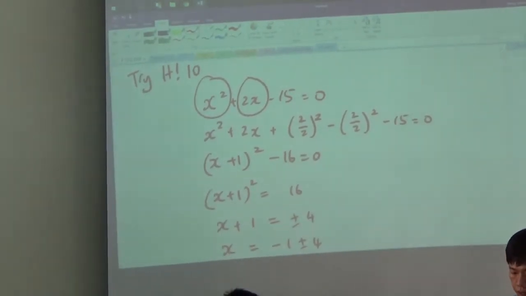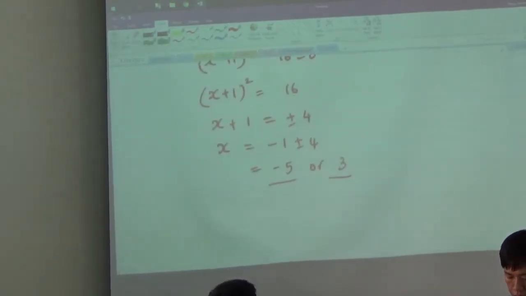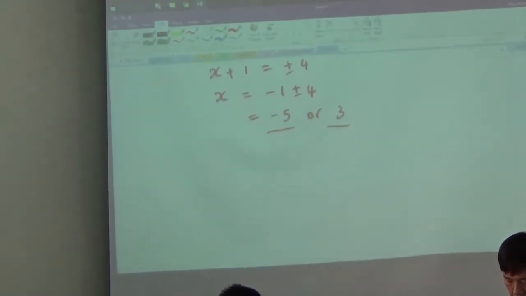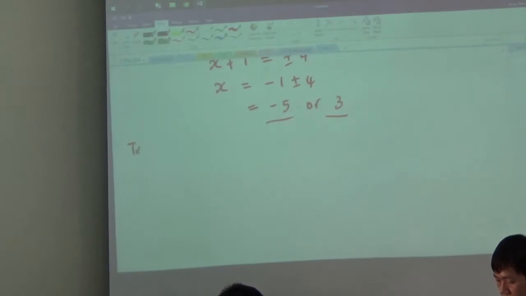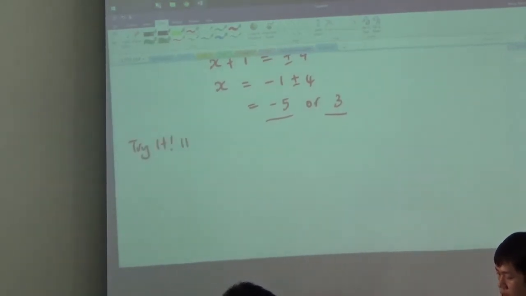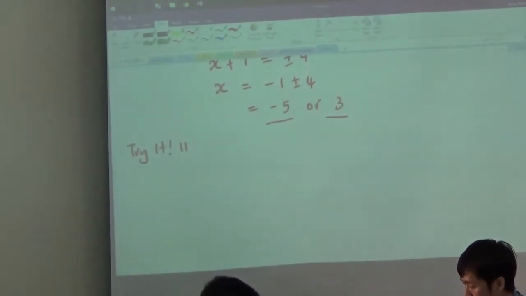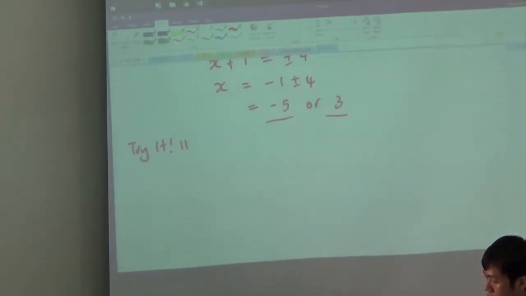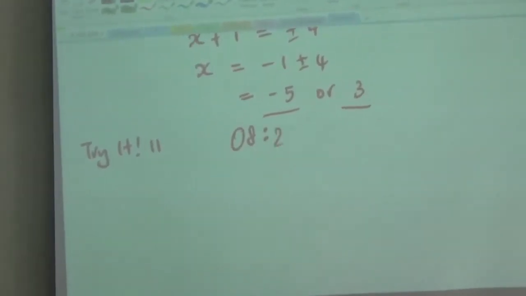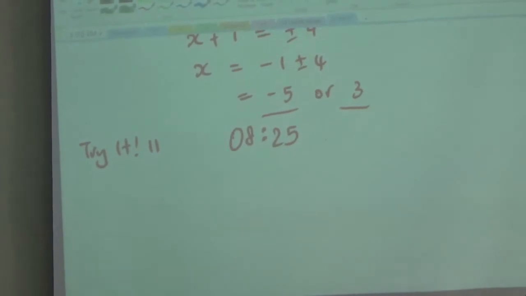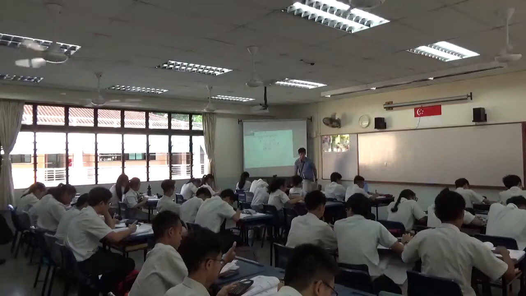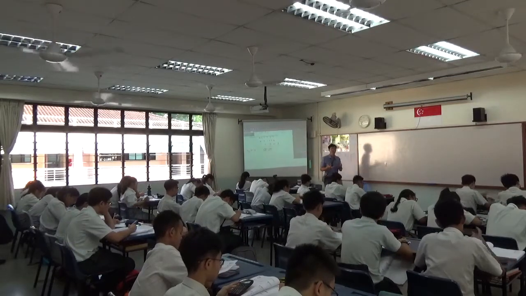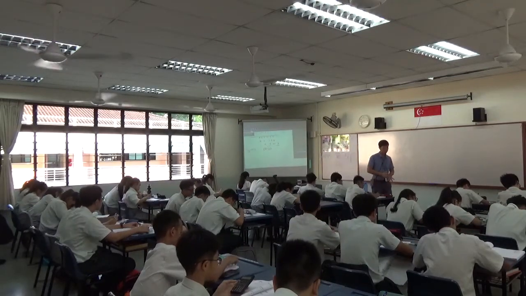Okay, let's see what else we can do. Okay, Try 11. Again, you will have 3 minutes. Similar type of question, just that you're not going to get a very nice integer as the answer anymore.